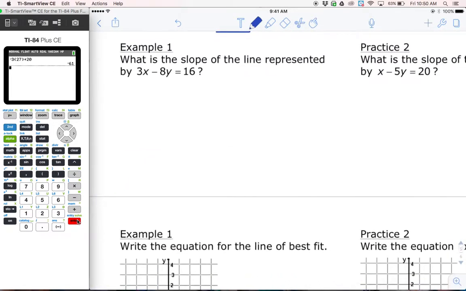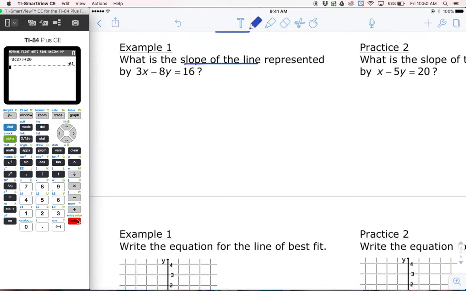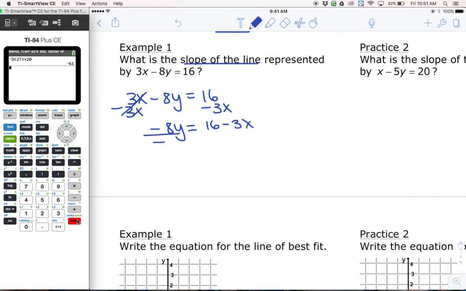All right, next example. What is the slope of the line represented by 3x minus 8y equals 16? Guys, we should be pros at this, right? We should be pros at this. So 3x minus 8y equals 16. I don't know what the slope is yet. I need y by itself. So I'm going to do that by first getting rid of the x. So now I've got negative 8y equals 16 minus 3x. And I'm going to divide by negative 8.